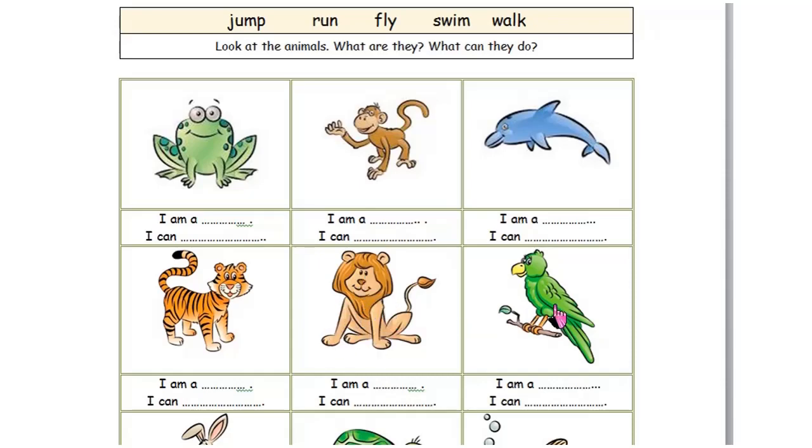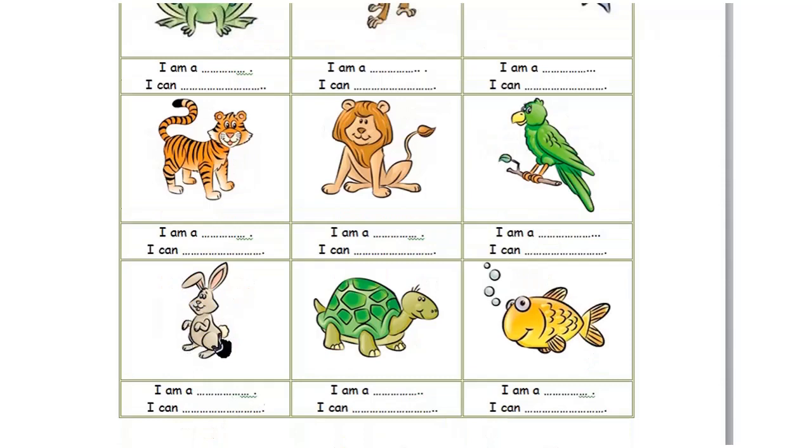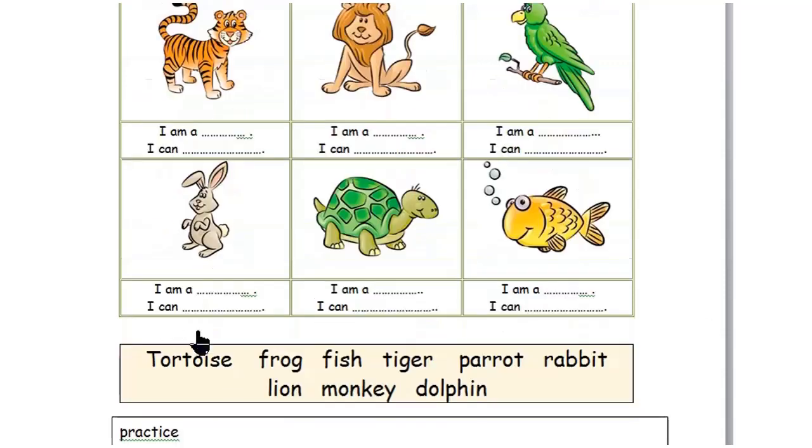Lion. It's a dangerous lion. Tell louder. Lion. Parrot. Wow, beautiful parrot. What is it? Parrot. Next, see, what is it? Rabbit. It likes to eat carrot. Do you like? Rabbit. What is this animal, children? Rabbit. Here, tortoise. Tortoise. This one, fish. What is it? Fish. Now, let's read their names.